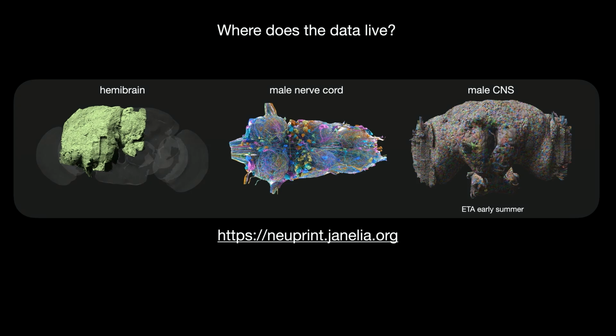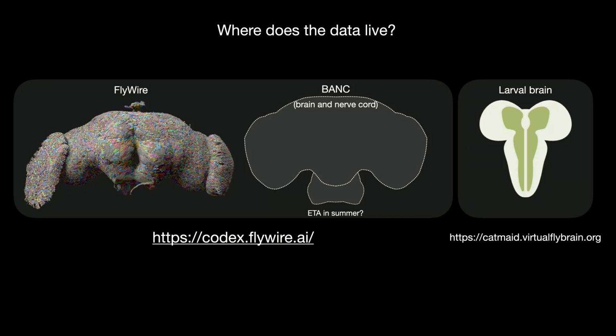And then for FlyWire and the up-and-coming BANC, where I'm not quite sure, I'm guessing also ETA sometime in summer, you would go to codex.flywire.ai. Again, log in with a Google account and you can download the data and explore it. And the larval brain is hosted by Virtual Fly Brain, so if you go to catmaid.virtualflybrain.org, there are a number of data sets, and you just have to find the L1 EM larva, I think is what it's called.